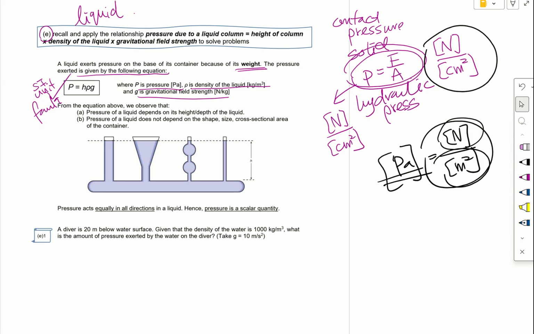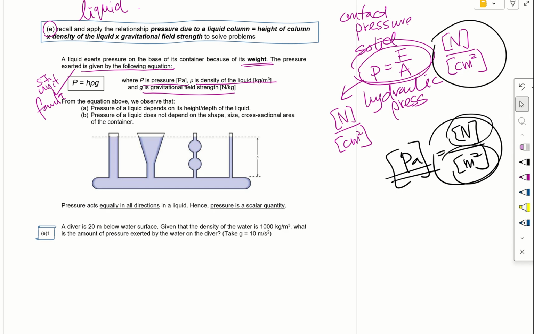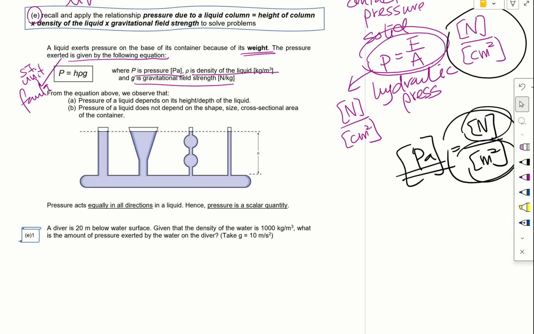But in this case, for the formula P equals h rho g, you actually have to have everything in SI unit. Usually for g, we'll keep it as Newton per kg. We will not tamper with this. The density we can give you in grams per cm cube, so you have to convert it to kg per meter cube, which means you need to multiply by 1000.